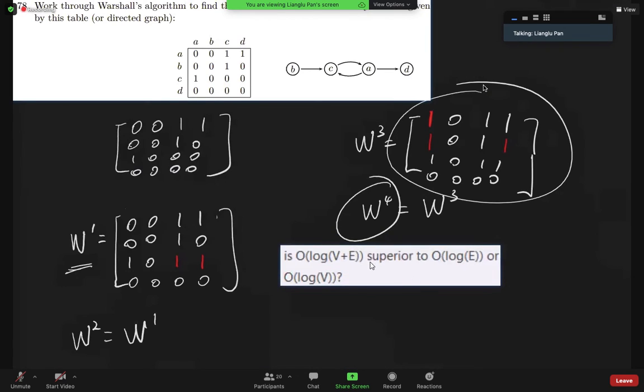Is big O of log V plus E superior to big O of log E or big O of log V? I think this question is the same as the previous one, whether O(V plus E) is superior to O(E) or O(V). Log of V plus E is greater than or equal to log E, and it is also greater than or equal to log V. I think that makes sense because both V and E are positive integers if we are not considering zero, right? We can have a graph with zero edges, but let's not worry about it.